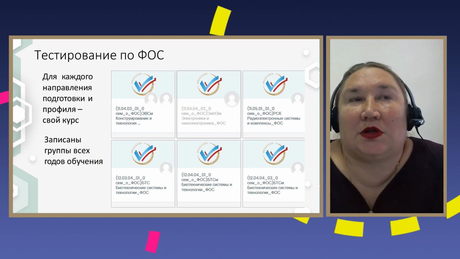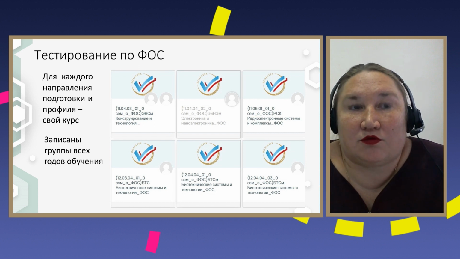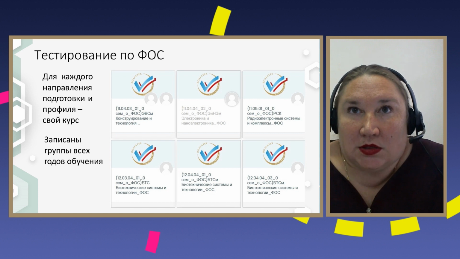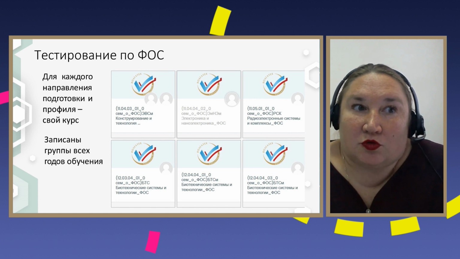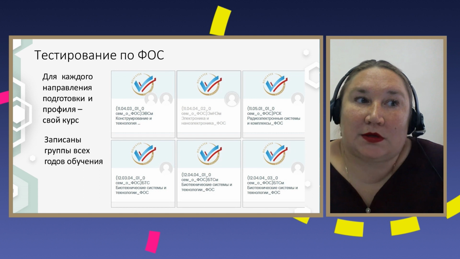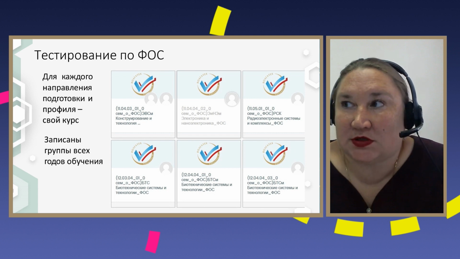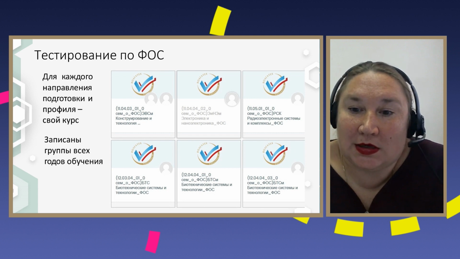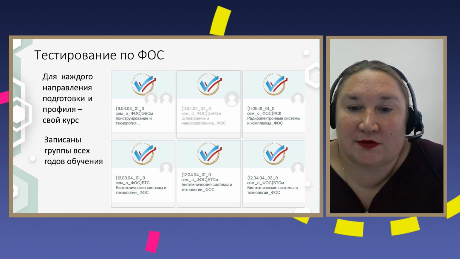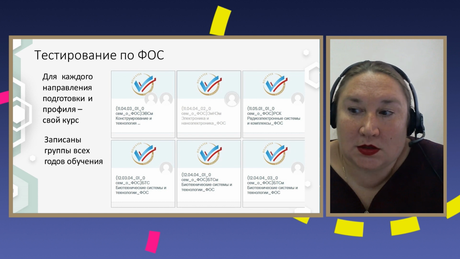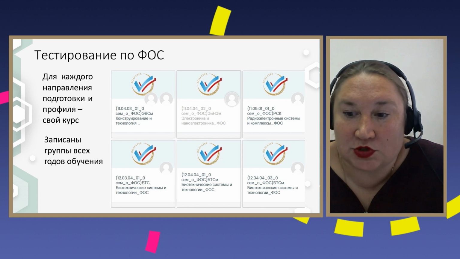Testing on the funds of evaluative means was done before the accreditation of the university by the state, and basically the objective was the following. In order for students to be able to take tests in various disciplines on residual knowledge, it's called residual knowledge testing, for every direction of training and profile we have created separate courses. All the students were assigned to these courses from particular profiles, and then we formed tests they had to pass.